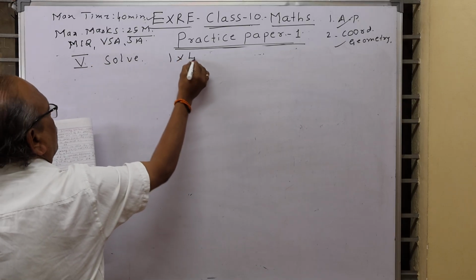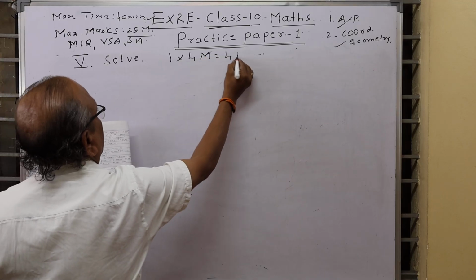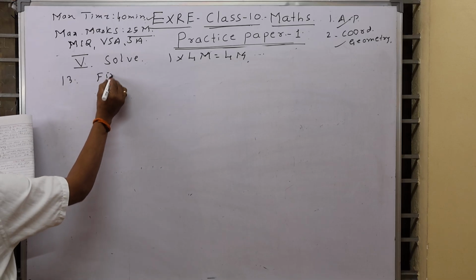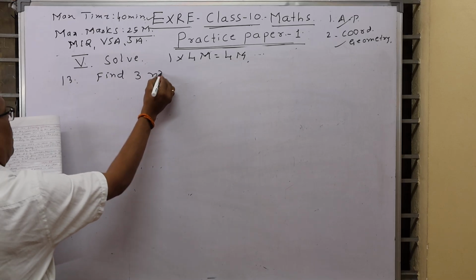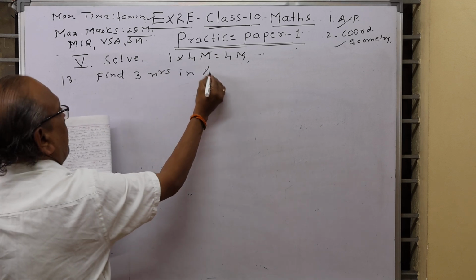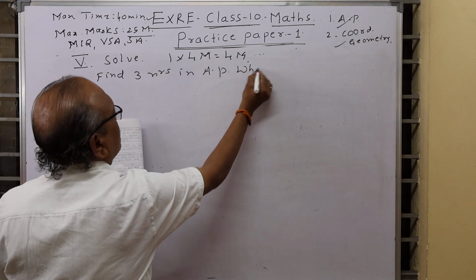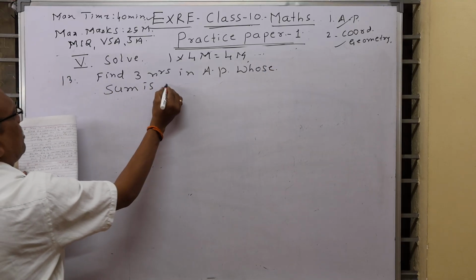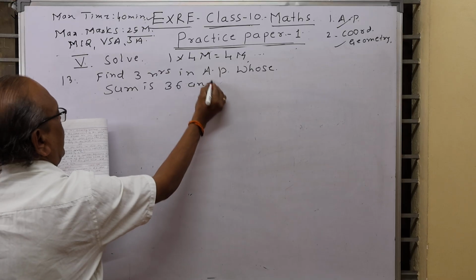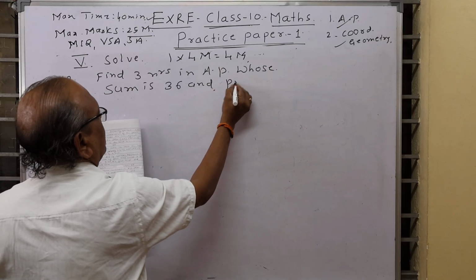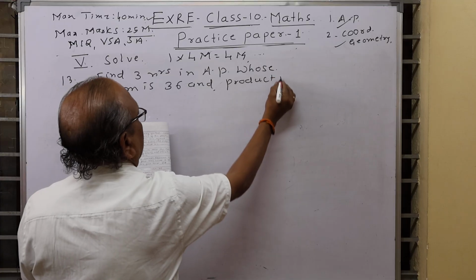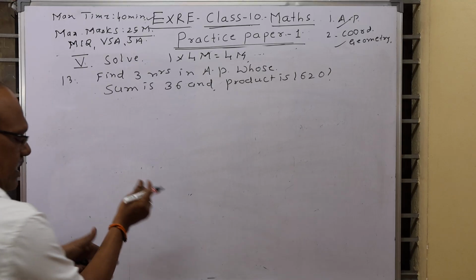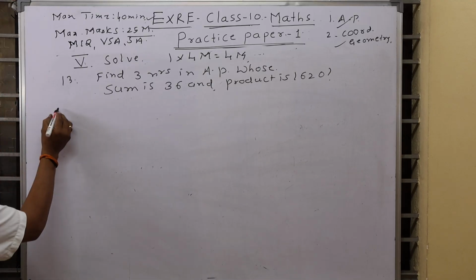One question carrying 4 marks. I have taken a question for 4 marks on AP. Last problem, that is the 13th one. Find 3 numbers in AP whose sum is 36 and product is 1620. This is one of the standard types of problems that appear in the exam, and I have selected it in this model paper. Let us solve it quickly.